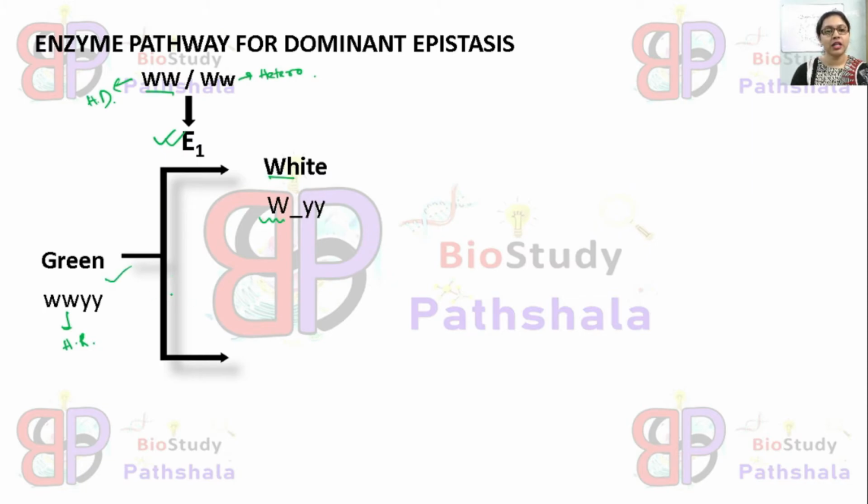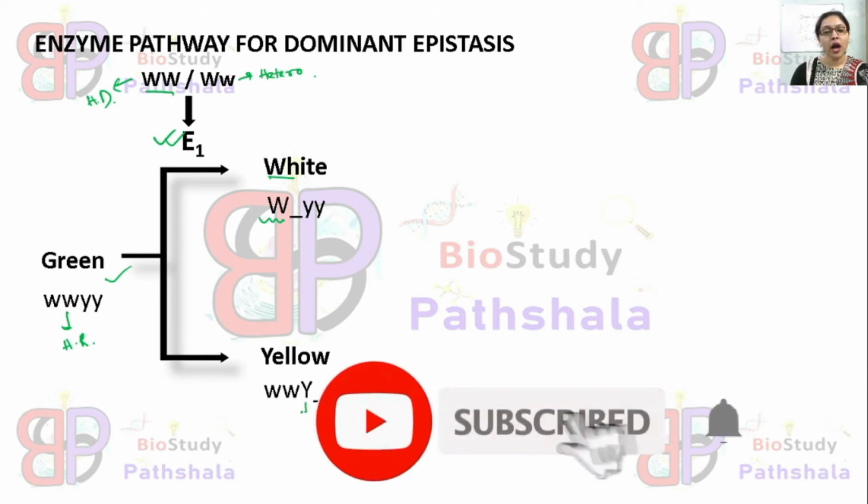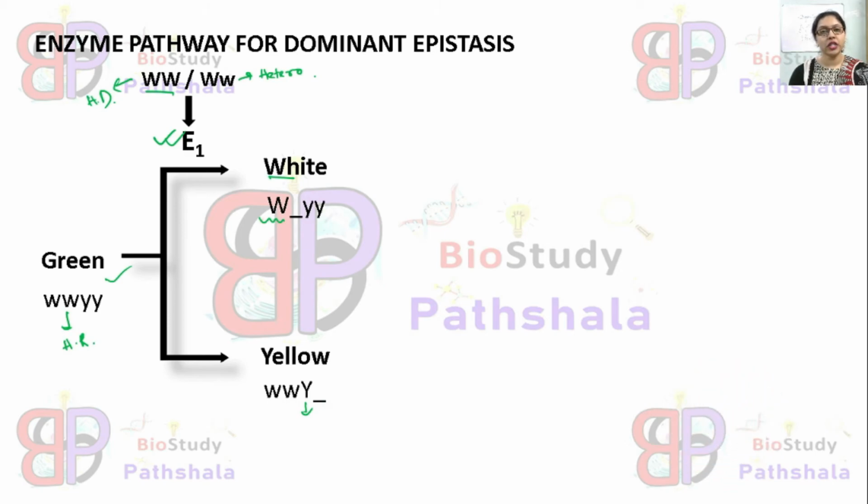And this green coloration may transform to yellow coloration, which is coded by small w, capital Y dash. That means one dominant allele of the Y gene may show the yellow coloration, and this transformation occurs due to the activity of E2 enzyme, and this E2 enzyme is the product of capital Y capital Y or capital Y small y. That means either the heterozygous condition of the Y gene or the homozygous dominant condition of the Y gene may lead to formation of E2 enzyme, which further leads to formation of yellow color from green coloration.